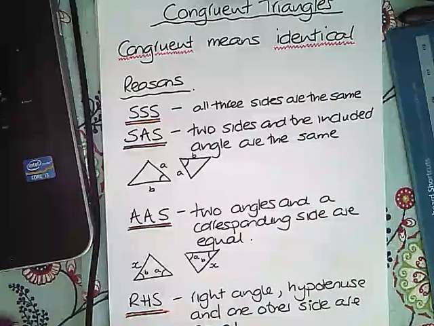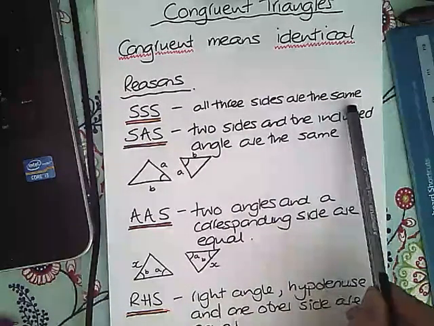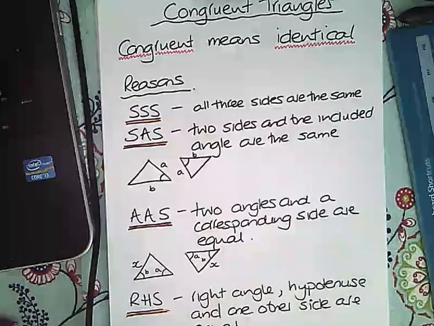The first one, and we use three-letter abbreviations for each one, is that all three sides would be the same. So if you have a triangle and all three sides in triangle A are the same as all three sides in triangle B, then those two triangles are identical to one another. You can only have those two triangles that look like that. You could cut them out, lay them over the top of each other, and they would be identical.